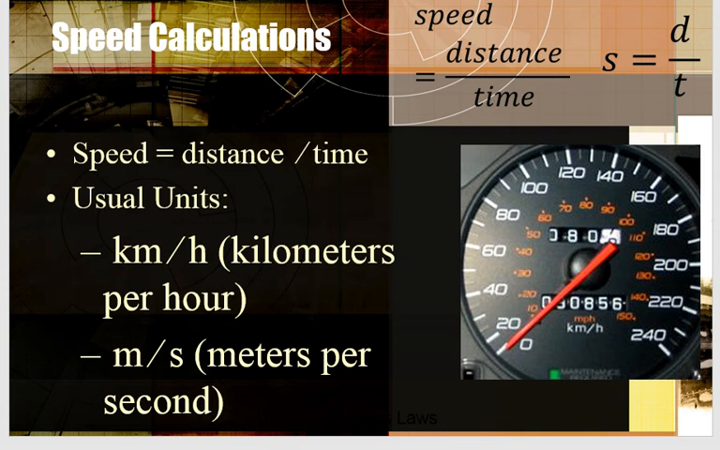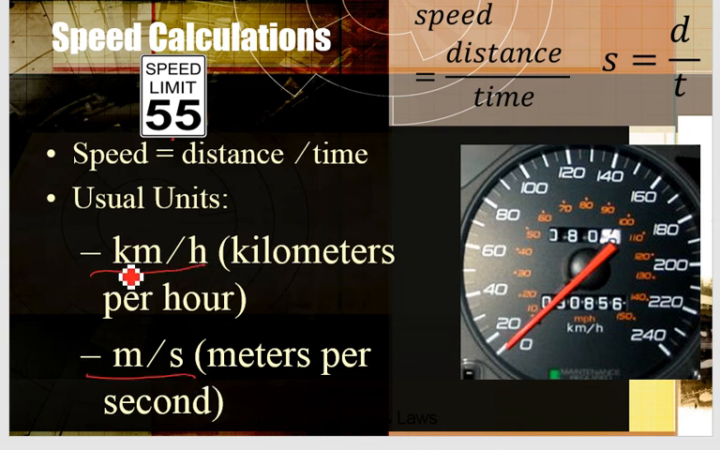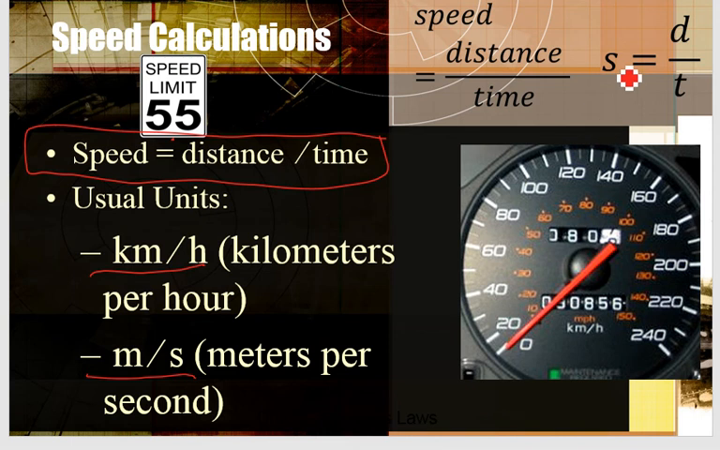When describing an object's speed, we often use a measurement called speed itself. In the United States, we use miles per hour to describe an object's speed. However, in science, we use the units kilometers per hour and meters per second. Now, we get units to describe an object's speed through the equation speed equals distance divided by time, or S is equal to d over t.